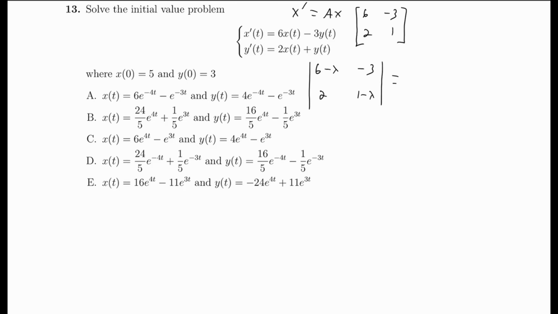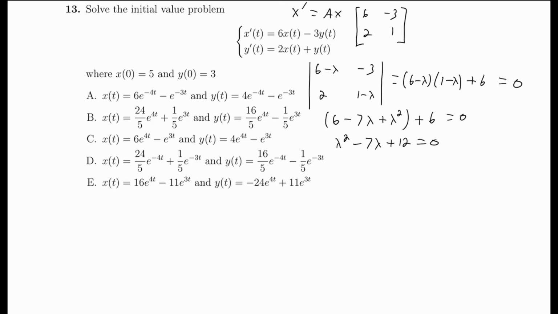And remember, your determinant is equal to the product of those two terms, minus the product of those two terms. So (6 minus lambda) times (1 minus lambda), minus negative 6, which is plus 6, and we're setting that equal to 0. We can multiply this out to become 6 minus lambda minus 6 lambda, which is minus 7 lambda, plus lambda squared plus 6, and we can rewrite that as lambda squared minus 7 lambda plus 12 is equal to 0. Factor that into (lambda minus 4) times (lambda minus 3), and that gets us eigenvalues of 4 and 3.